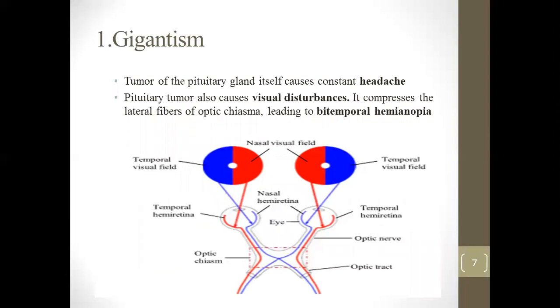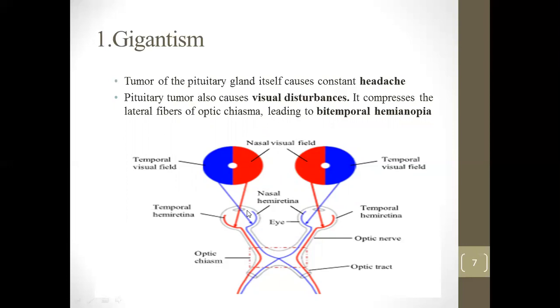Okay. The tumor of the pituitary gland itself causes constant headache, and the pituitary tumor also causes the visual disturbance. Visual disturbance is also known as bitemporal hemianopia. In this diagram, we can see the mechanism of the vision, the visual cycle, and the two parts of the visual senses will reach the occipital lobe.